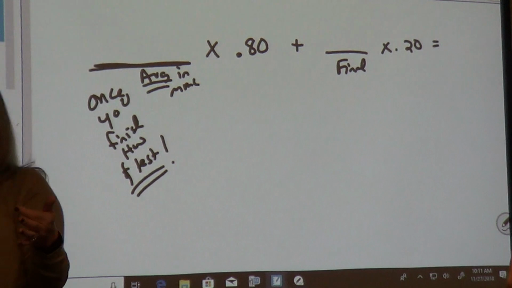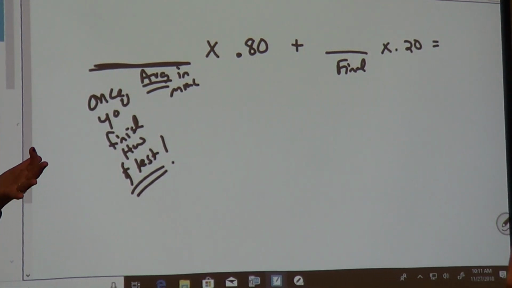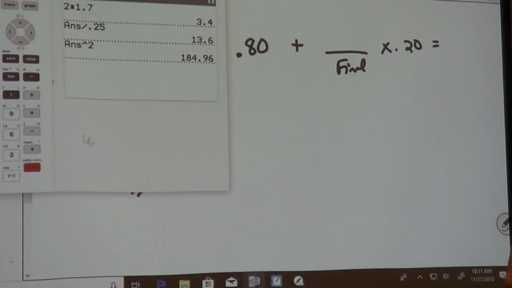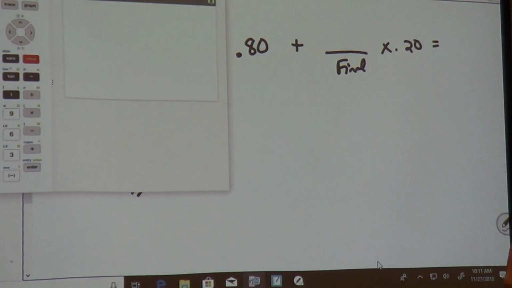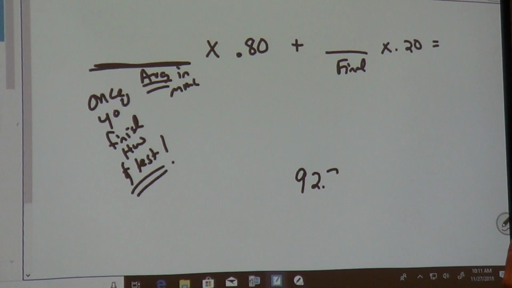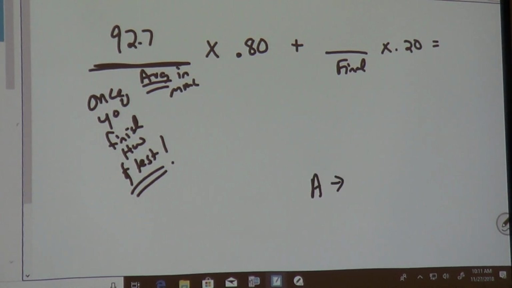So let's say that you have done all of your homework and all of your tests, and your take-home test has been submitted. And let's say that your average, when you go to your grade book, somebody give me an average. Okay, 92.7. Let's say that's your average Wednesday, because everything's due Tuesday night.